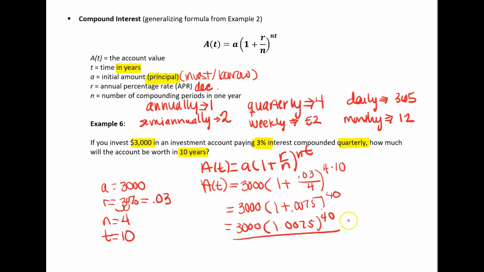Now you can run to your calculator and type that in, and that will give you an overall value of 4,045.05. And so not too bad, especially compared to the previous examples, but I wanted to walk through using your formula and plugging in all of your values.